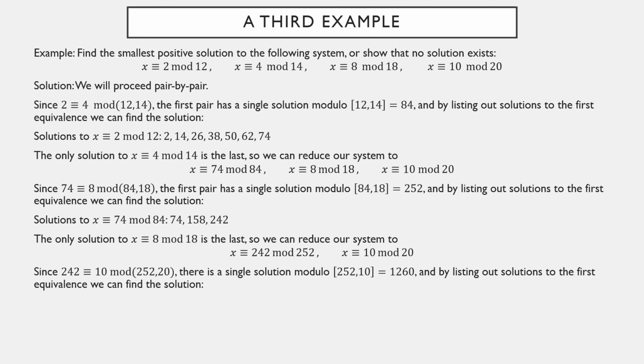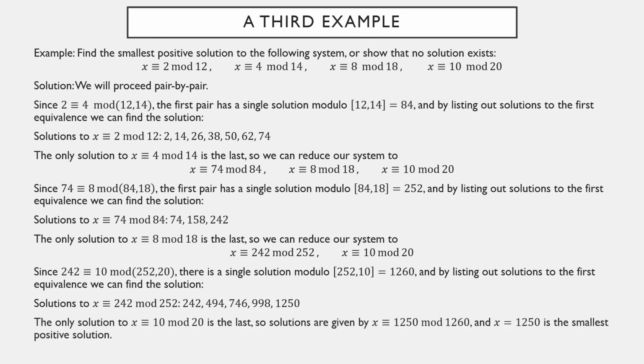So we list out solutions to one of them. Some numbers equivalent to 242 mod 252 would be 242, 494, 746, 998, and 1250. But that last one is the only one that is equivalent to 10 modulo 20. So overall, our entire system has now been reduced to one equivalence. X should be equivalent to 1250 modulo 1260.